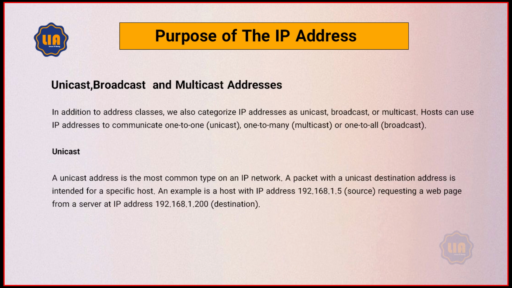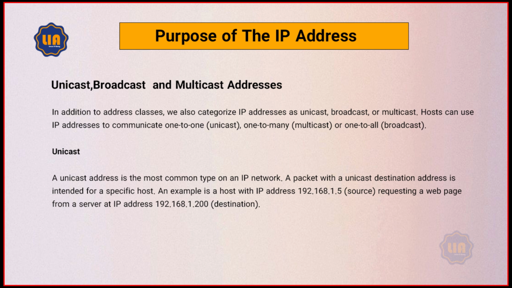Unicast, broadcast and multicast addresses. In addition to address classes, we also categorize IP addresses as unicast, broadcast, or multicast. Hosts can use IP addresses to communicate one-to-one, unicast, one-to-many, multicast, or one-to-all, broadcast. Unicast. A unicast address is the most common type on an IP network. A packet with a unicast destination address is intended for a specific host.